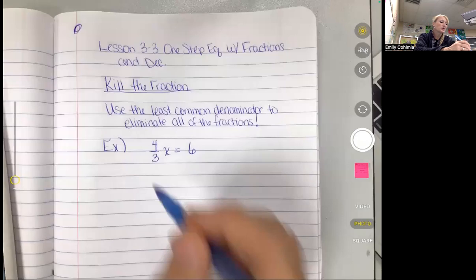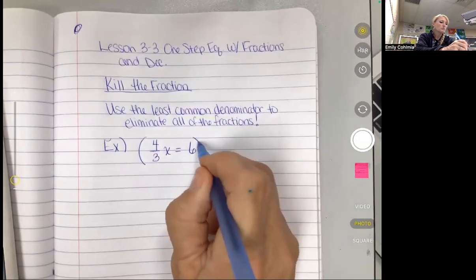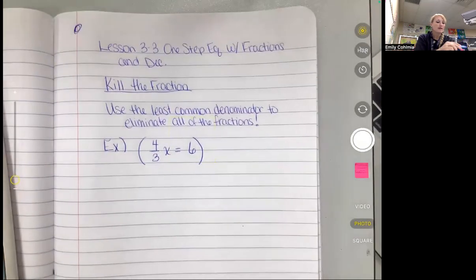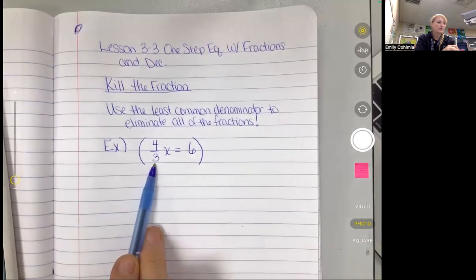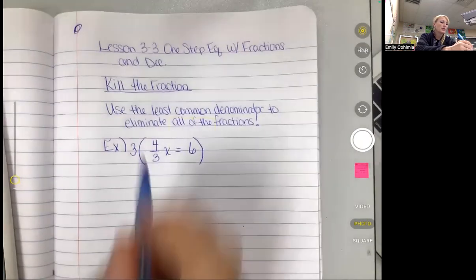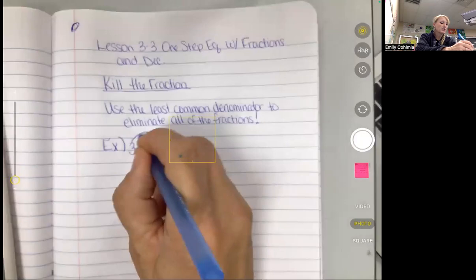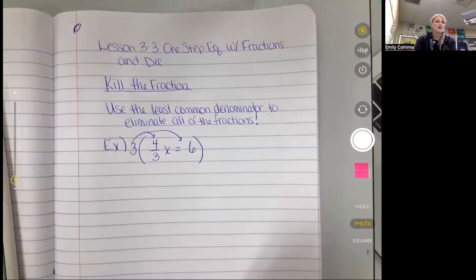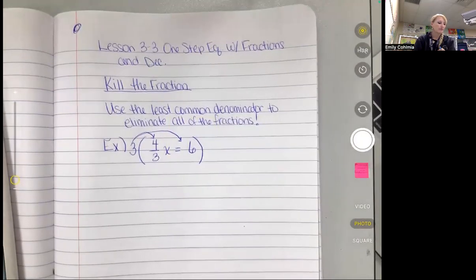So what we're going to do is we're going to use distributive property. We're going to multiply this whole thing by the least common denominator. So in this case, this is the only denominator, so we're going to multiply this whole thing times 3. We have to do it to absolutely everything, just like we've talked about balance scales. If we do it to one thing, we have to do it to everything.